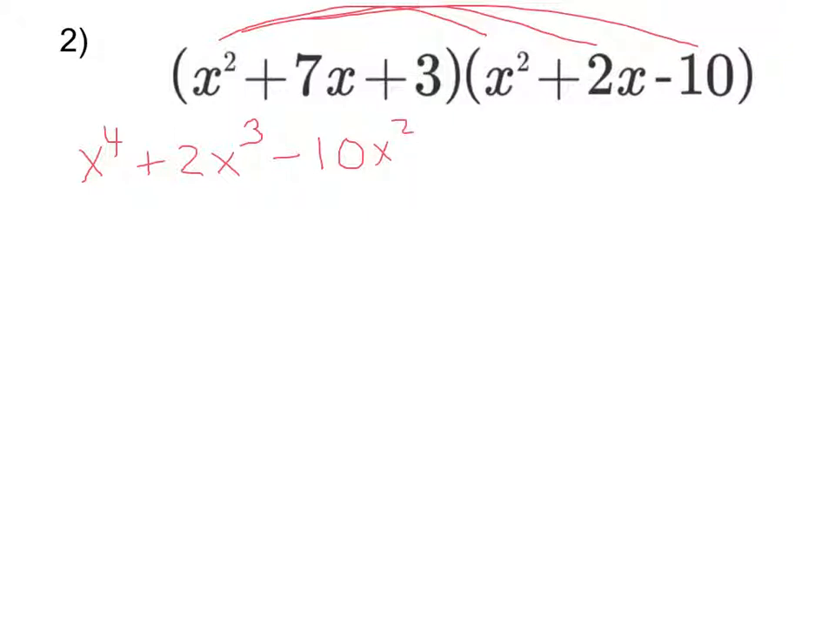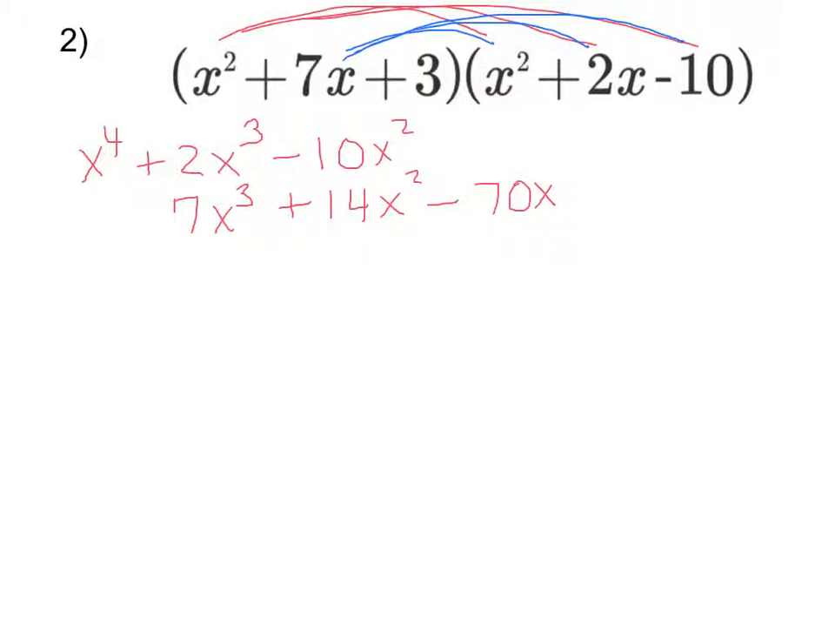Now it's the 7's turn. So multiplying the 7 by each one of these terms, I get a 7x times x squared would be 7x to the 3rd. I might as well line that up underneath the other cubic term. And then the 7x gets multiplied by the 2x, so that's a 14x squared. I'm going to line that up underneath the other x squared term. And then finally the 7x times the negative 10, which gives me a negative 70x. Notice that's not lined up with any term, but that's because we haven't encountered any other x terms up to this point.